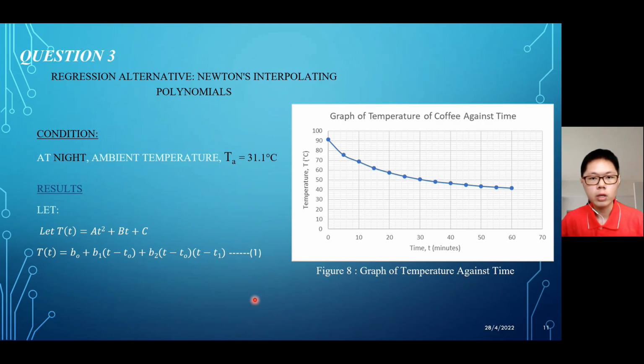Moving on to question 3, Newton's interpolating polynomials was selected as the alternative to regression. Firstly, a graph of temperature against time was plotted for the ambient temperature of 31.1 degrees Celsius. Then, a polynomial of degree 2, or a quadratic equation, was selected due to its resemblance to the pattern of the graph obtained. Upon expansion, equation 1 was obtained, where B0, B1, and B2 are to be calculated.